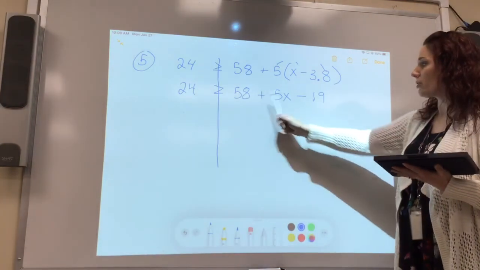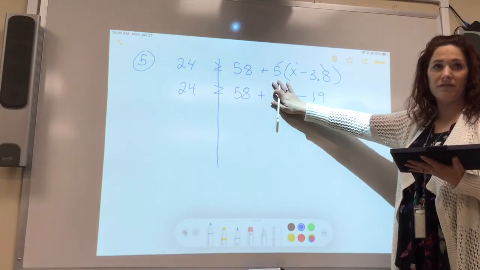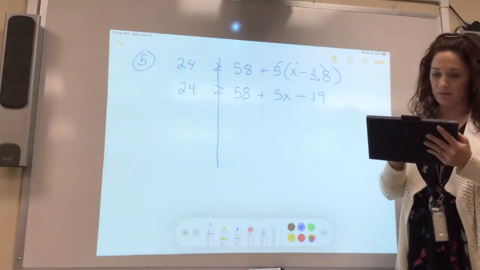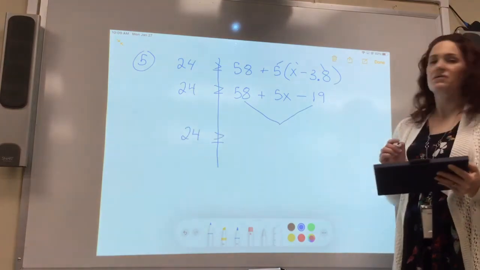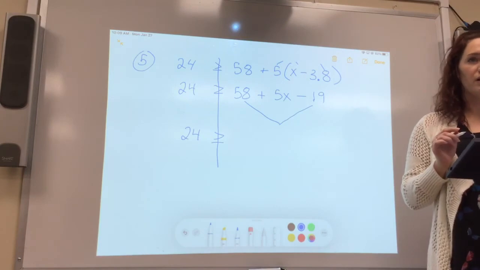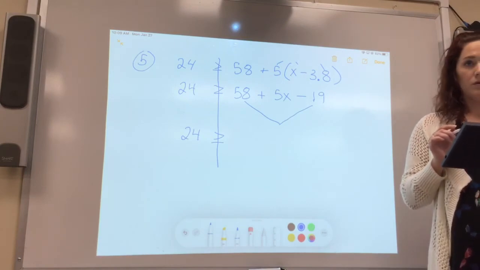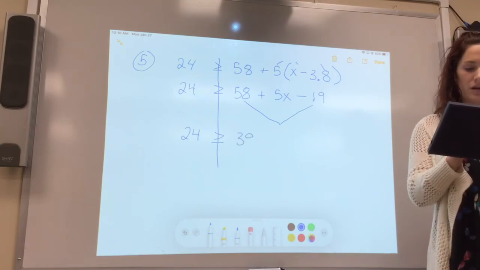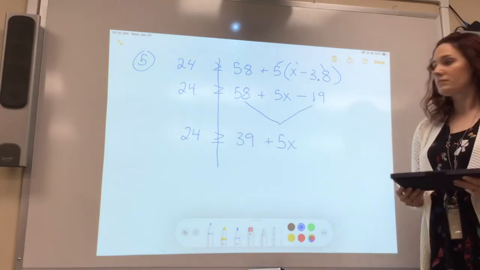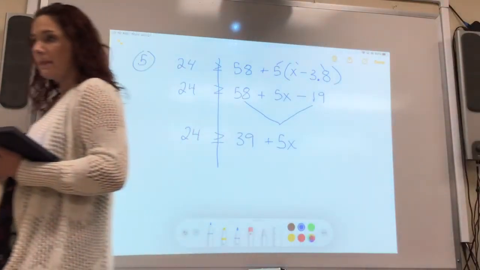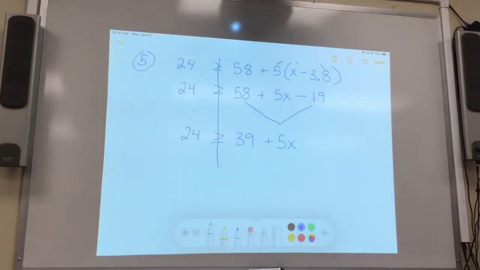Okay, these two right here are like terms. 58 and 5x are not, so we're going to leave the 5x. 58 and 19. What's 58 minus 19? What did you all get? Landon? 39. Okay, so the numbers combine to give you 39, and then you still have a 5x. You can have it on the other side. If you switch these around, you would just have 39 plus 5x less than or equal to 24. They would just be on different sides.